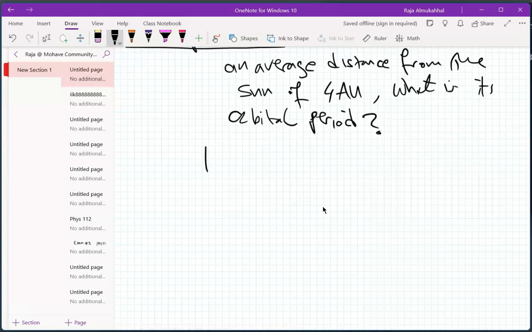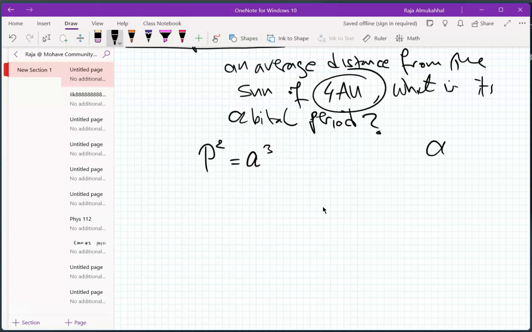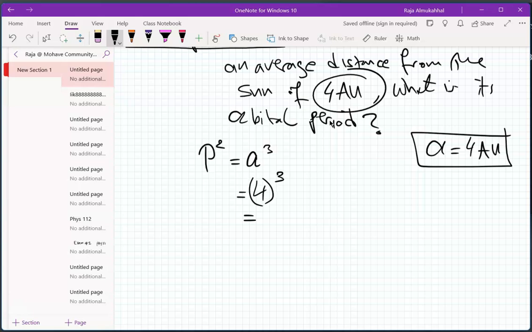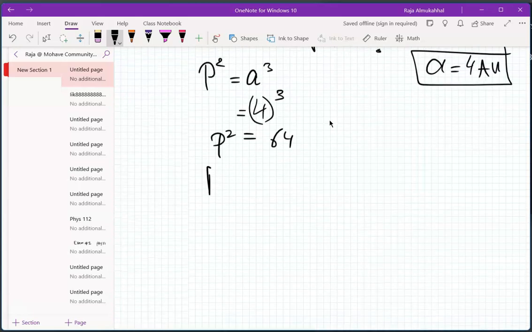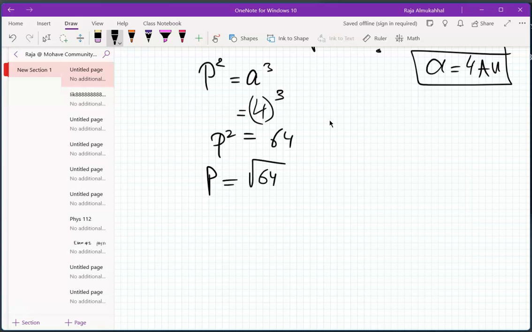We just use the same formula. So we have p squared equals a cubed. What's given to us? What's given is a is 4 AU. It's 4 times as far away from the Earth. And we basically simply plug it in there. So that's going to be 4 AU quantity cubed. 4 cubed is 4 times 4 is 16. I can do this in my head. 16 times 4 is 64. So we have p squared equals 64. And therefore p, I don't need a calculator, is the square root of 64. So the period is 8 years.